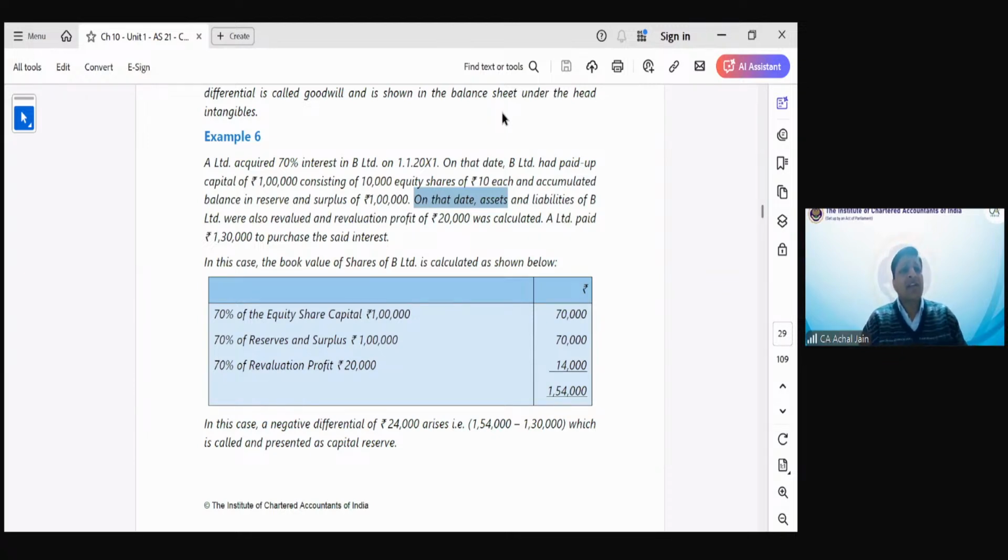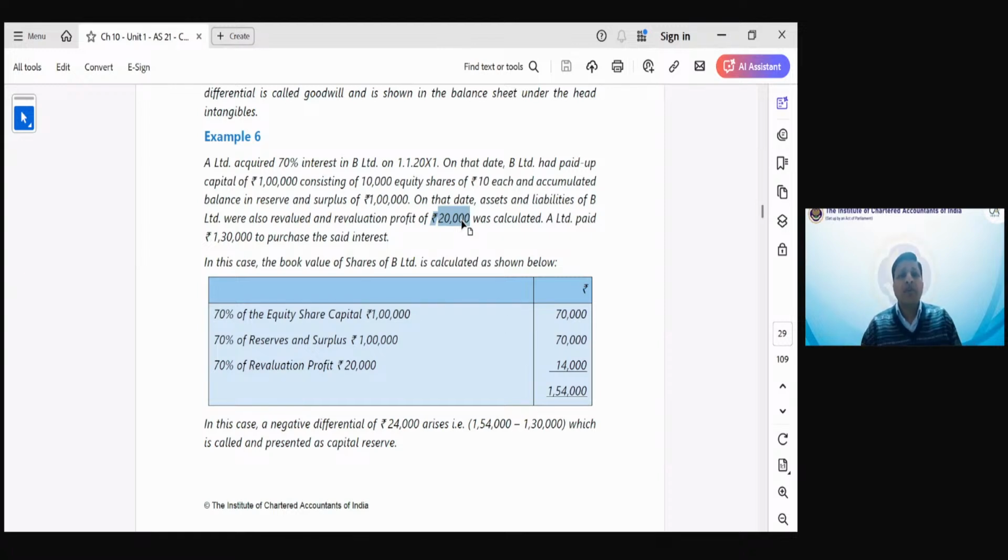Okay, so Ankit is asking, sir, how do we get 1,54,000? 1,54,000 is very simple. Ankit, if you look at the share capital, that is 1 lakh. If you look at the reserves, that is again 1 lakh. So what is the total amount of net assets? 2 lakhs. On the total amount of 2 lakhs, this revaluation gain you need to add because assets you are taking at revalued amount. So that will become 2,20,000.